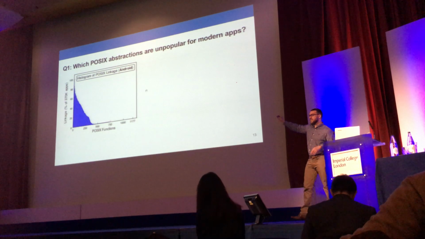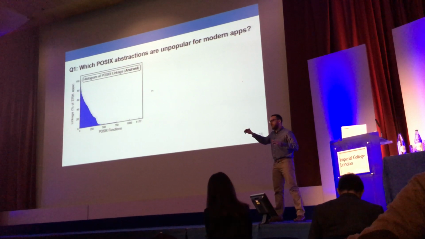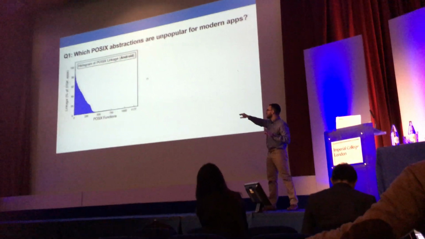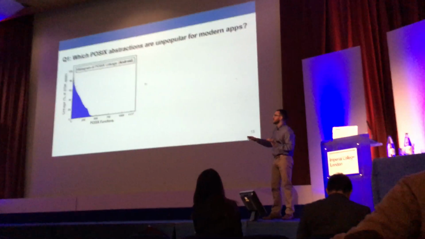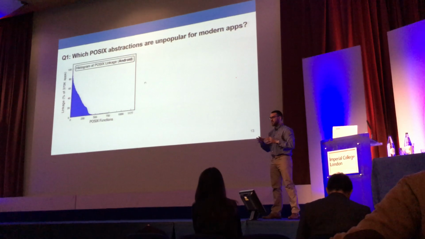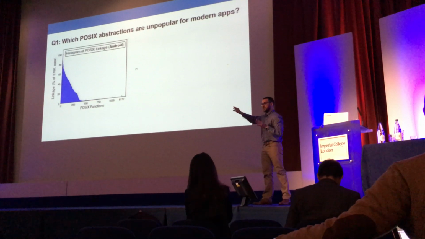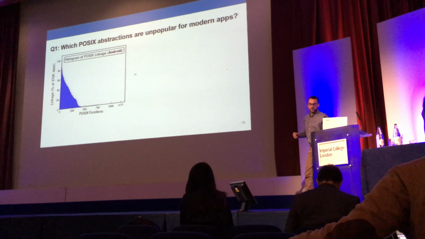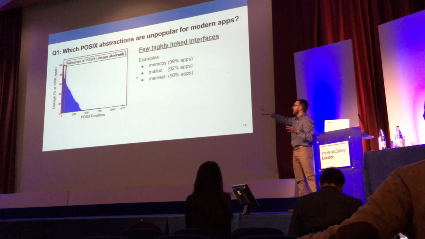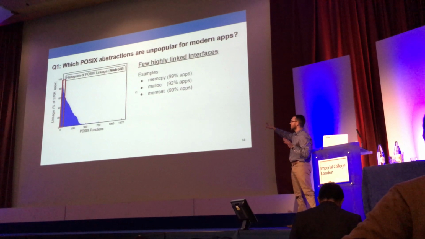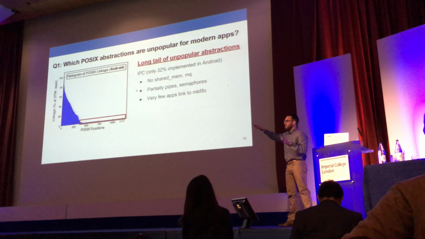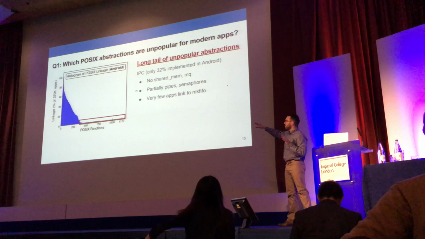first with this graph, which shows you the static analysis of our Android applications. On the x-axis, you have 1177 POSIX functions defined by the POSIX API. And on the y-axis, you see the percentage of linkage of the native libraries of Android applications. The first observation from this graph is you can see that there are few very highly linked abstractions, such as memcpy, malloc, and memset. But the very interesting observation here is this long tail of a plethora of unused interfaces.